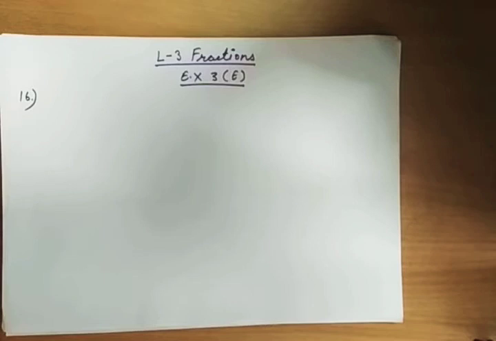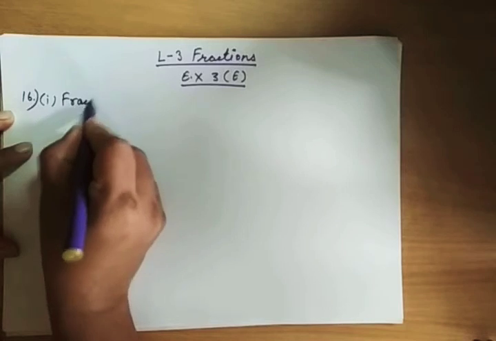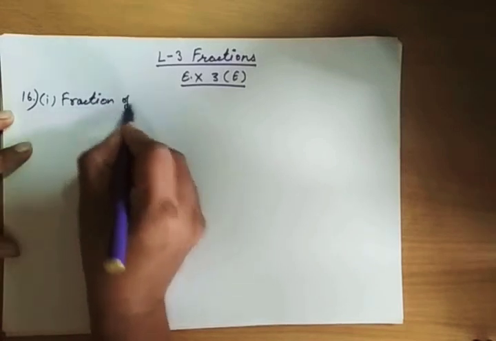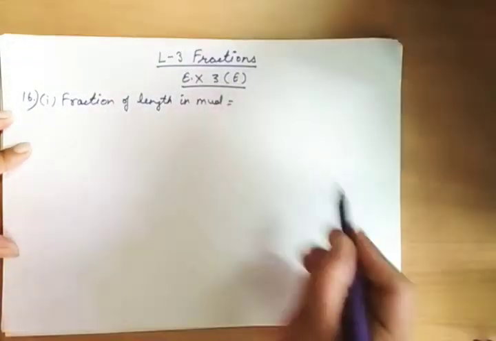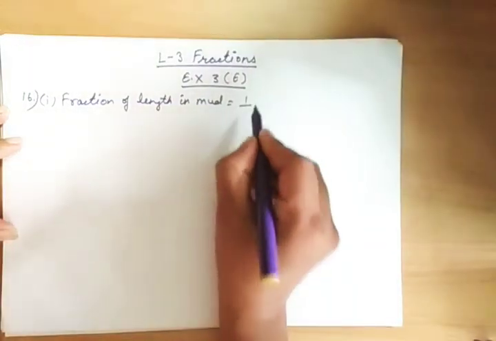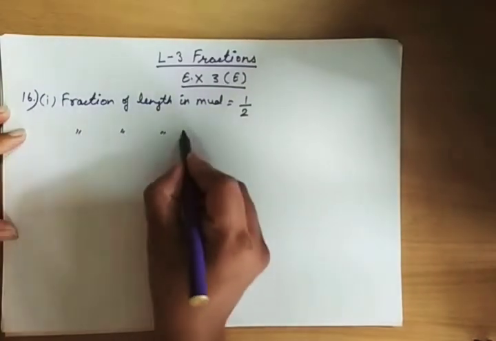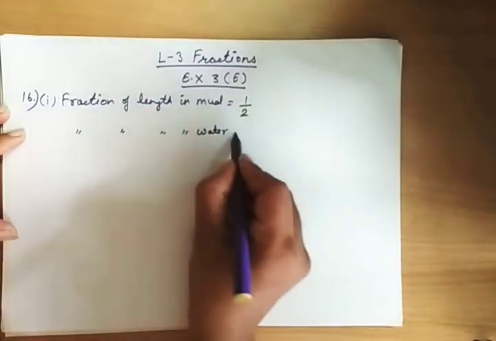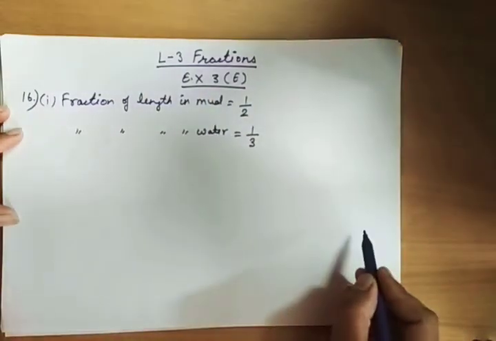Question number 16 says a lamp post has half of its length in mud and 1/3 of its length in water. So first we are writing fraction of length in mud. How much fraction of the length is inside the mud? Half of its length. That means half of the portion is inside the mud. Then fraction of length in water. Now we will see how much fraction is inside the water. And inside the water we have 1/3 fraction.